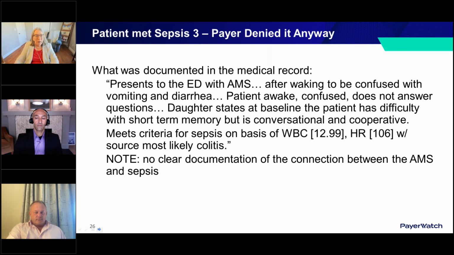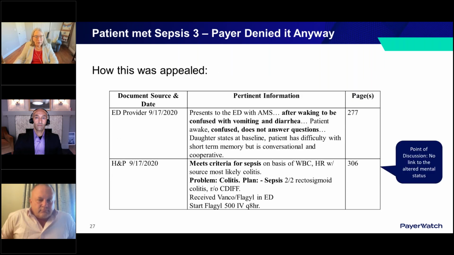The physician documented meets criteria for sepsis on the basis of the elevated white blood cell count and the tachycardia, the 106, with source most likely colitis. But he did not, in the medical record, draw a clear connection between the altered mental status and sepsis. When he says meets criteria for sepsis, he just mentions the WBC and the heart rate. Okay, so he didn't directly connect the two in his documentation.